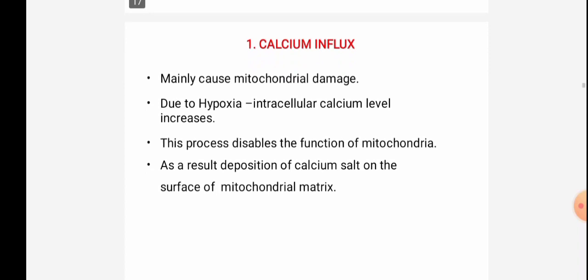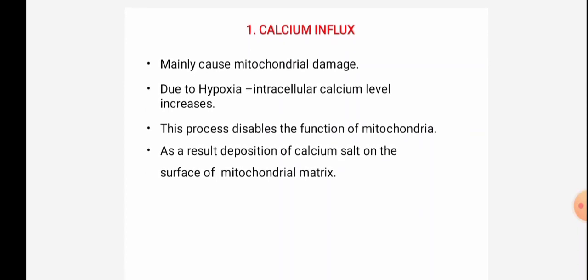The first is calcium influx, which mainly causes mitochondrial damage. Due to hypoxia, the intracellular calcium level increases. This process disables the function of mitochondria, as a result of calcium salt deposition on the surface of the mitochondrial matrix.